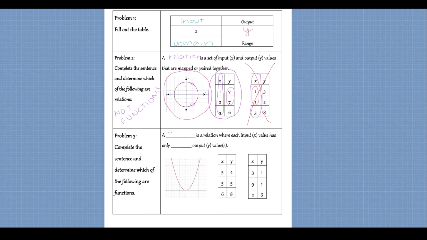And we're going to fill this out for a function. A function is a relation where each input value has only one output value. And so again, we're going to do the vertical line test. So I draw a vertical line, and I can clearly see that it only crosses in one point. And just to double check, I'm going to draw a few more lines, but I think you can already tell that wherever I draw the lines here, they will always only cross at one point. And so this is a function.